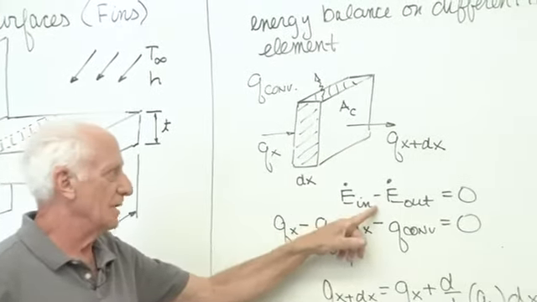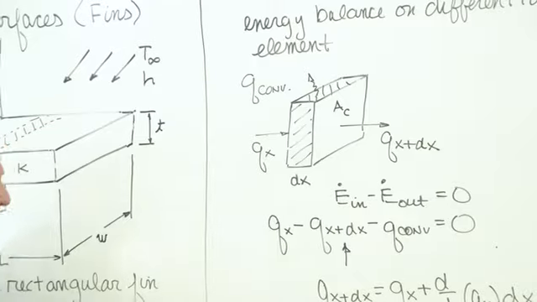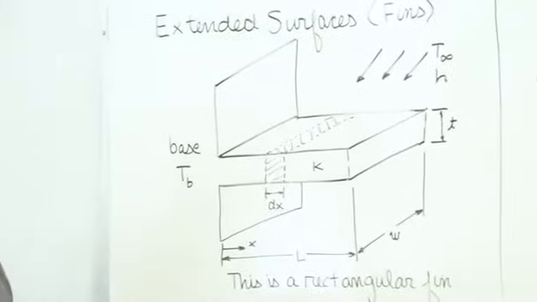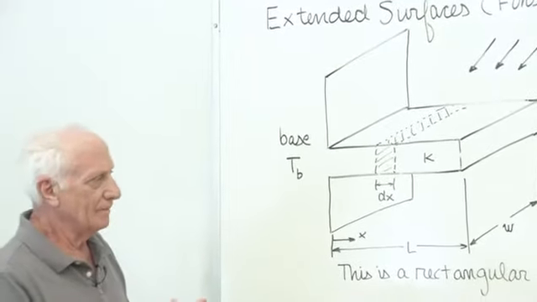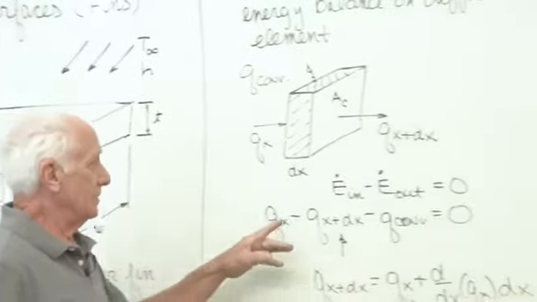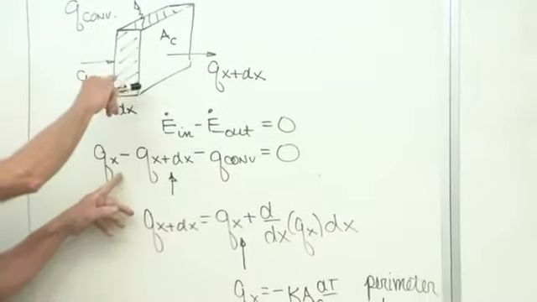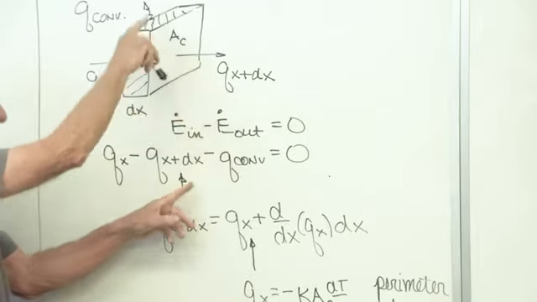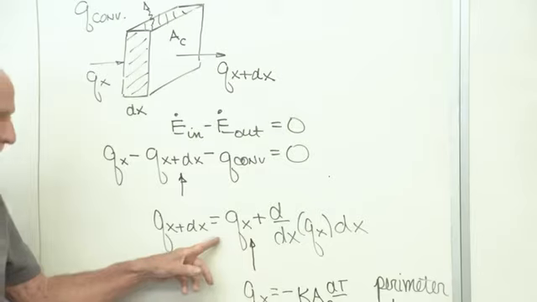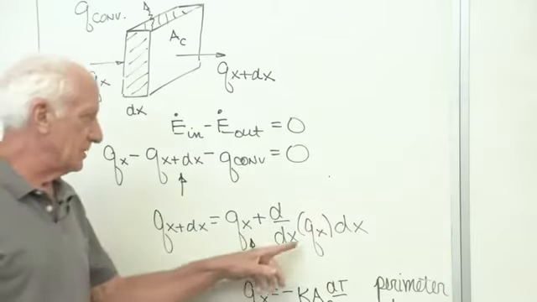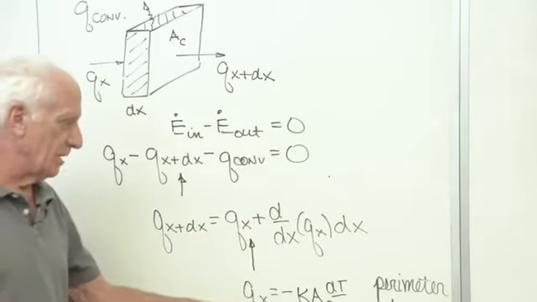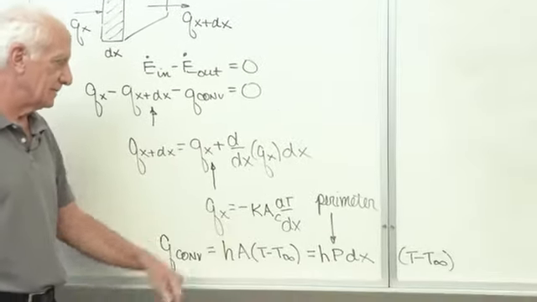It's just like chapter 1, E dot in minus E dot out is 0. This is for steady state, no generation, constant k. It's also 1D heat transfer. So what comes in? Qx from my picture. What goes out? Qx plus dx plus Q convection. What's Qx plus dx? Expand it. Qx plus dQx/dx times dx. What's Qx? Fourier's law, chapter 1: minus k Ac dT/dx.